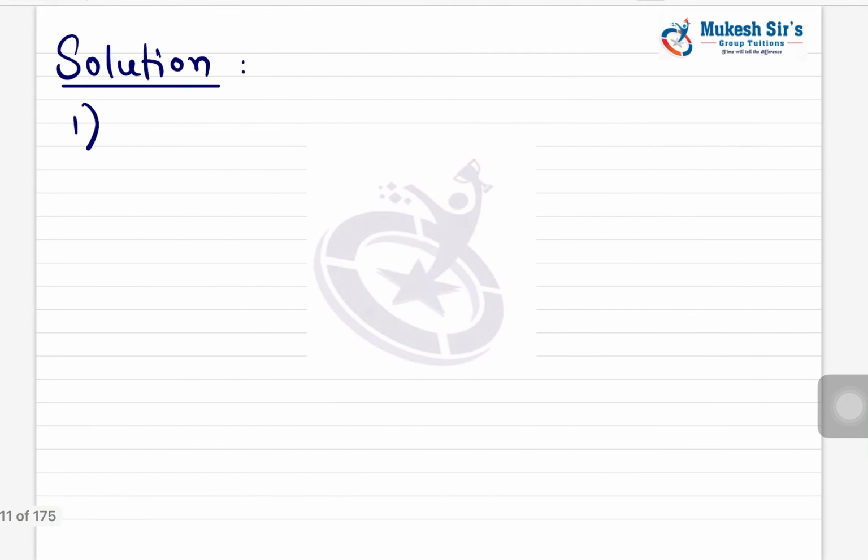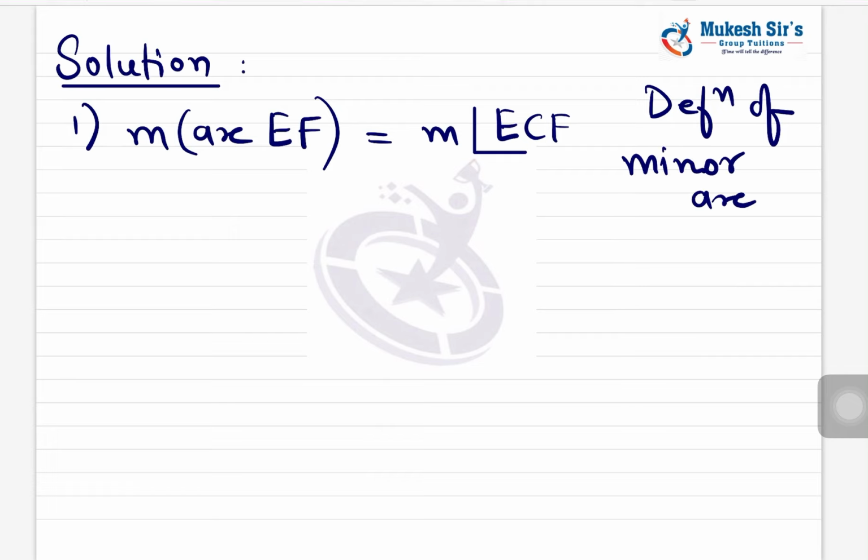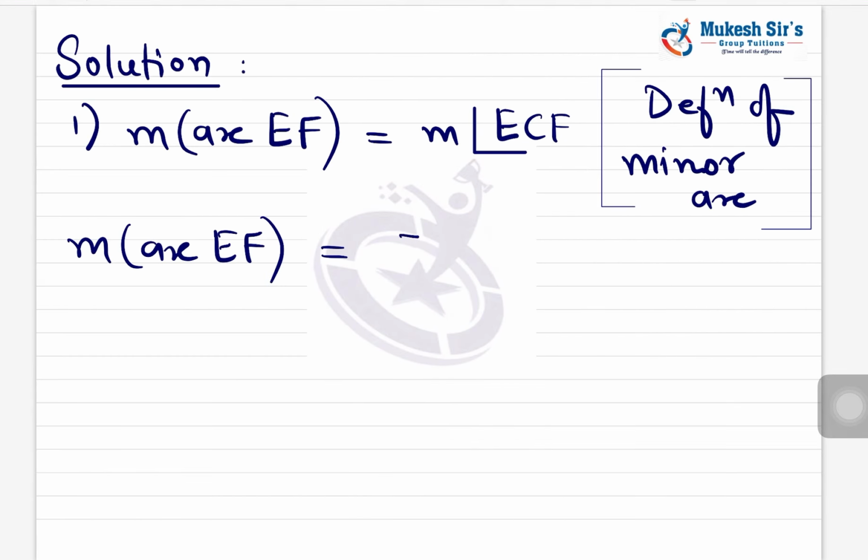So how do you write that? Measure arc EF is equal to measure of angle ECF. And you should write the reason here. The reason is definition of minor arc. You can also write central angle property. Definition of minor arc. So measure arc EF is equal to 70 degrees, right? Because ECF is given 70 degrees.